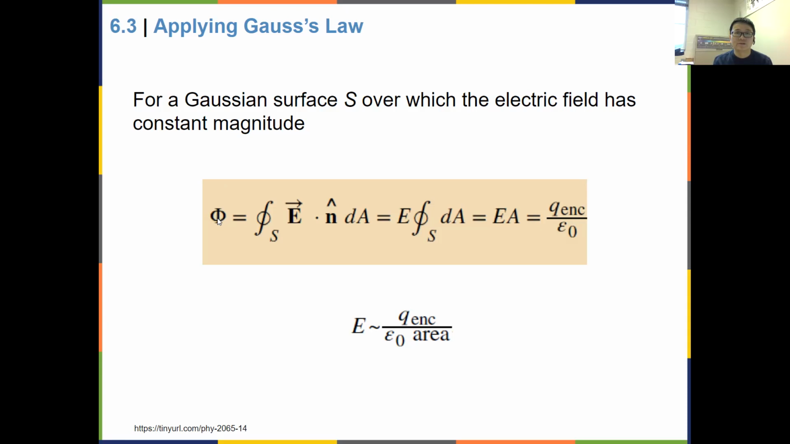So using Gauss's law, the flux is equal to Q over epsilon naught, right? And it's also equal to E times area. So if E is constant, then you just have to calculate the area. Then Q over epsilon naught over A will give you the E field. Okay.